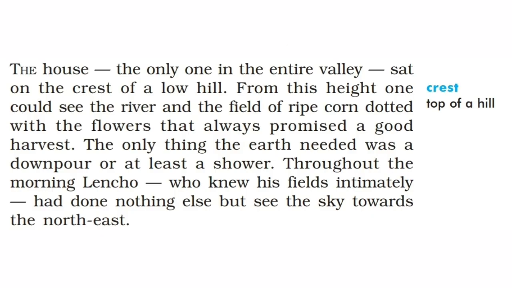The house, the only one in the entire valley, sat on the crest of a low hill. Here crest refers to the top of a hill. From this height one could see the river and the field of ripe corn dotted with the flowers that always promised a good harvest. The only thing the earth needed was a downpour. Downpour refers to heavy rain or a torrential rain, or at least a shower.